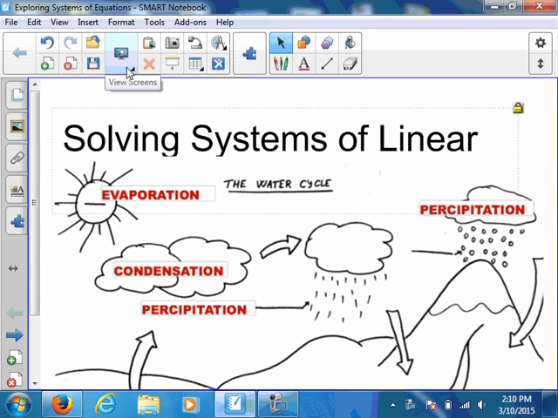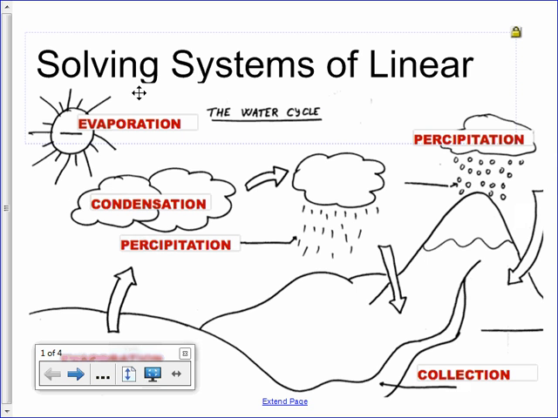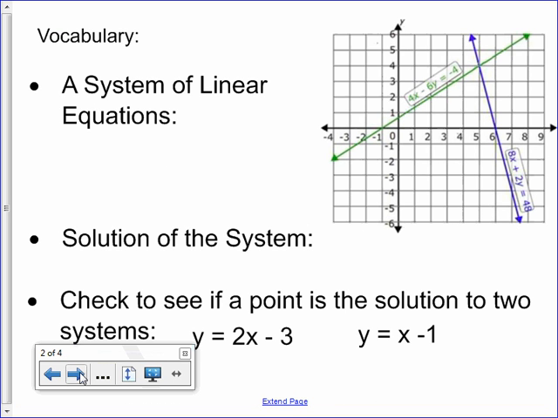Okay, this is our first video on solving systems of linear equations. You can see from this opening picture that we're talking about a system, and this is the water cycle, which is a system. You can see how we have precipitation, and that leads to collection, which leads to evaporation and condensation and precipitation again. It's a continuous cycle. But we're going to look at this as far as linear equations.